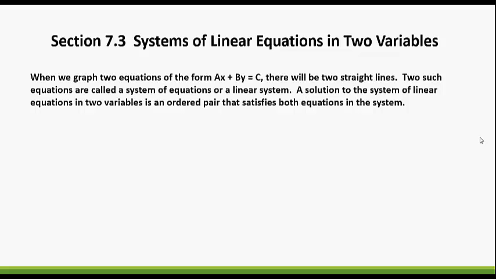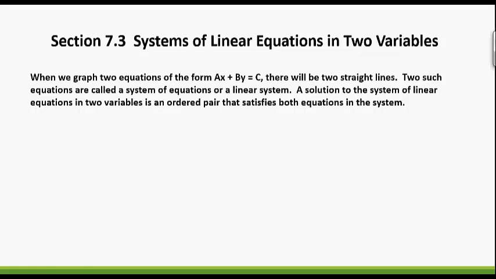In this video, we're going to talk about section 7.3, systems of linear equations in two variables. When we graph two equations of the form ax plus by equals c, there will be two straight lines. Two such equations are called a system of linear equations or a linear system. A solution to the system of linear equations in two variables is an ordered pair that satisfies both equations in the system.